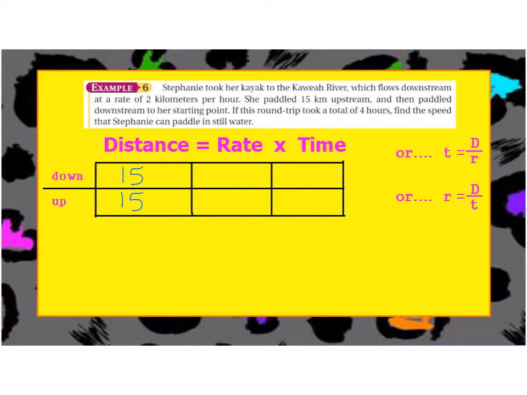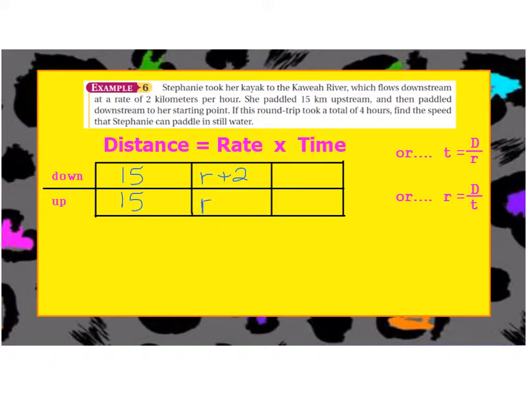So what we're going to do is we're going to say that her rate is just R. That's her by herself, still water. If she's going downstream, she's going to do that, plus the water is going to push her an extra 2 kilometers per hour. So her rate really ends up being an R plus 2. So what do you suppose her rate going upstream is going to be?